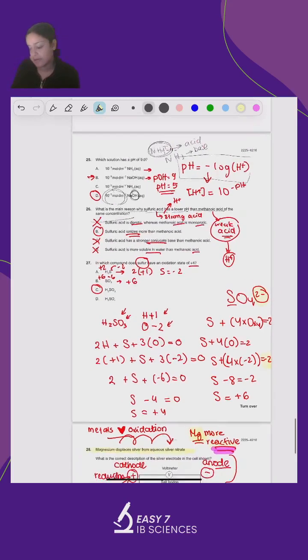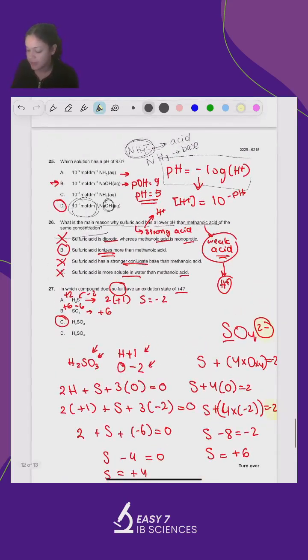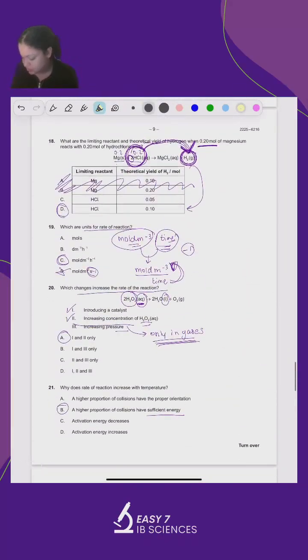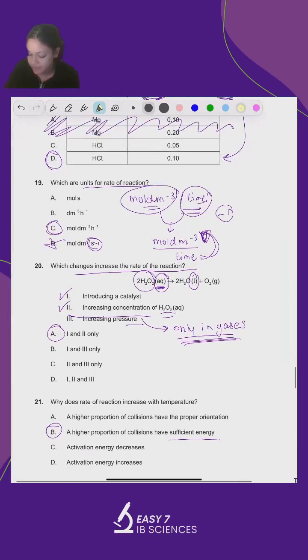Is there one with rate of reactivity? Yes, there were a few on this paper for rate of reaction. So that would be here. What changes can increase the rate of the reaction? Here you had to identify that introducing a catalyst would increase your rate of reaction. Increasing the concentration of your reactant would also increase your rate of reaction.